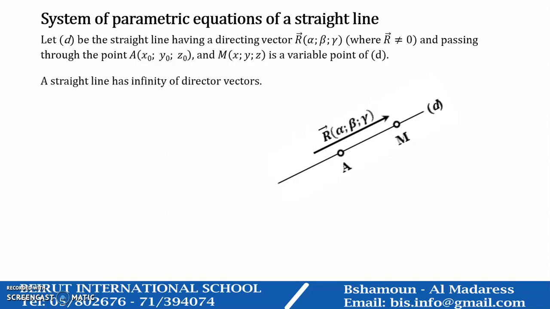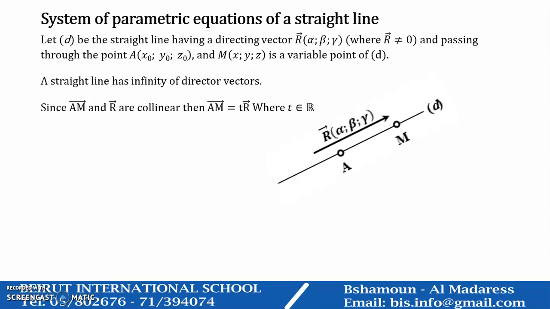By the way, a straight line admits infinity of director vectors, because any vector held by a line parallel to this straight line is a director vector of the straight line. If two vectors are collinear, you remember that they have the form u equal kv. So in this case, since AM and R are collinear, I can write AM equal tR, where t is any real number.